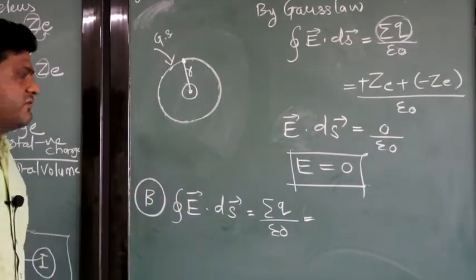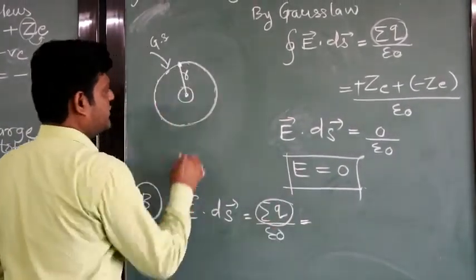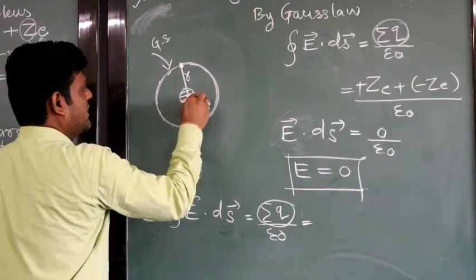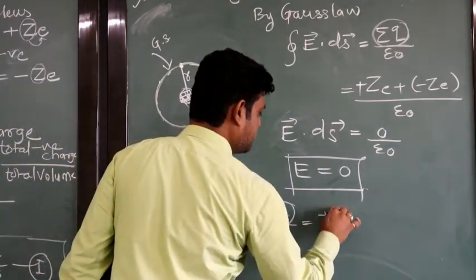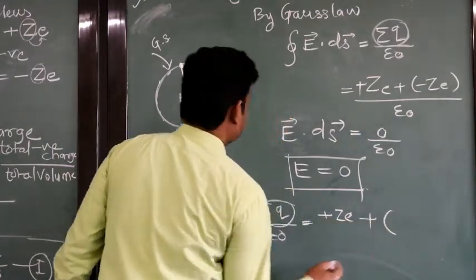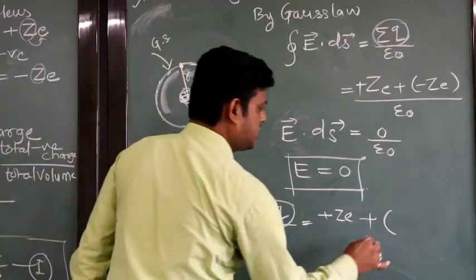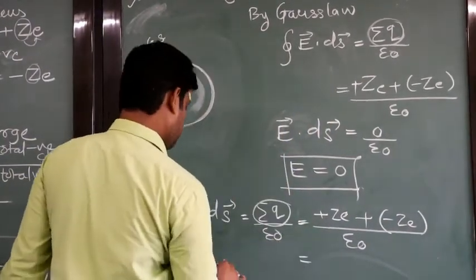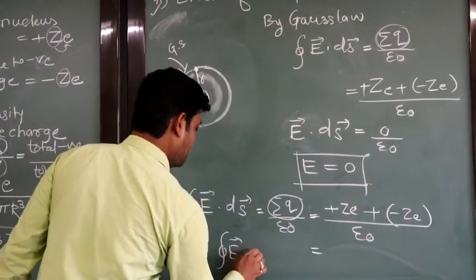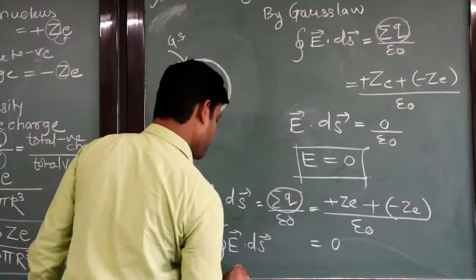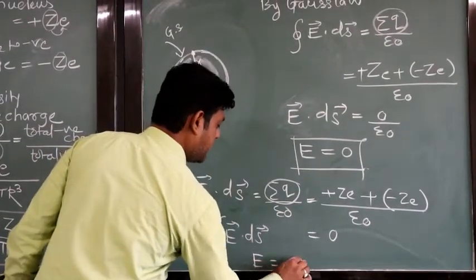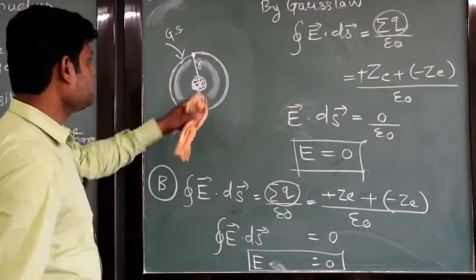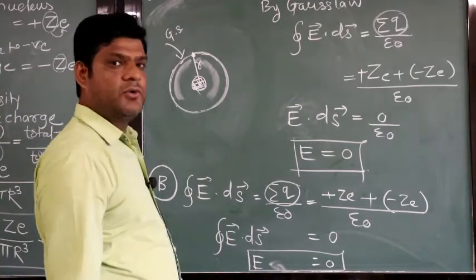Students, here also, what is the summation? The Gaussian surface encloses how many charges? First of all, the charge on the nucleus, that is plus Ze, right? Plus the charge around the nucleus, that is minus Ze, divided by epsilon 0. The same thing we can write over here: the closed integral of E vector dot dS vector equals 0. So E equals 0, that we can write. So the electric field on the surface of the atom is also equal to 0.